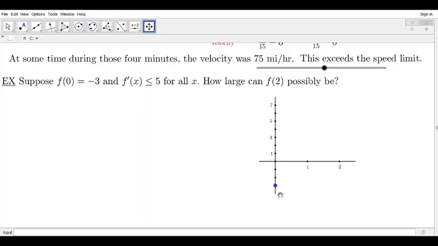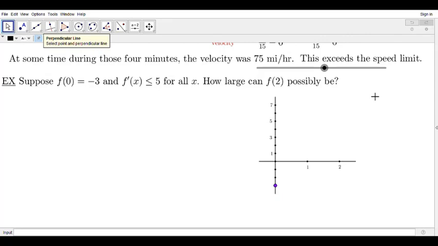f of 0 equals negative 3. So you see that point in purple, that's the point on the graph, (0, negative 3). Now, f prime of x is less than or equal to 5 for all x. So that means that for points on the graph, the slope of our tangent lines will never be higher than 5. So that should have some degree of control over the possible values of f of 2. So what's the maximum value that f of 2 can take?